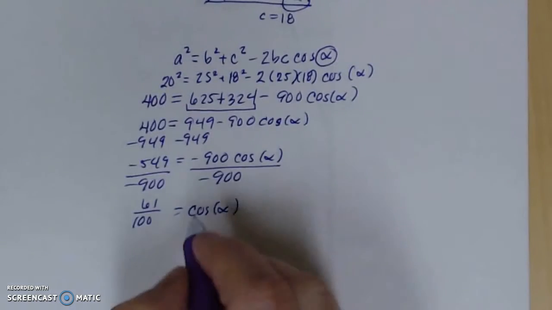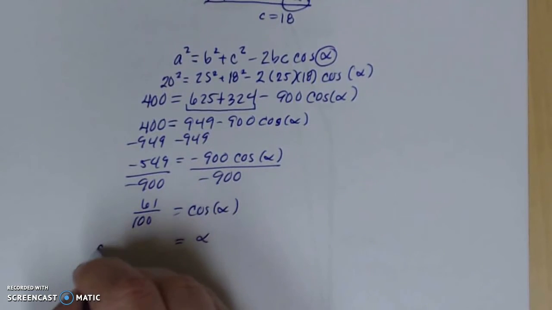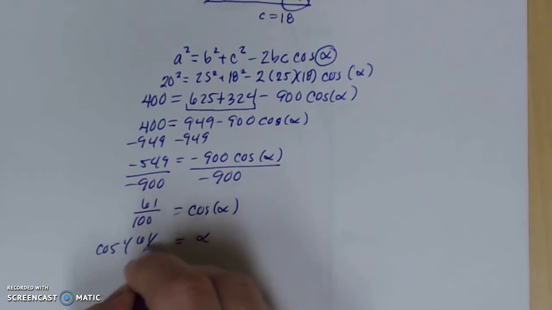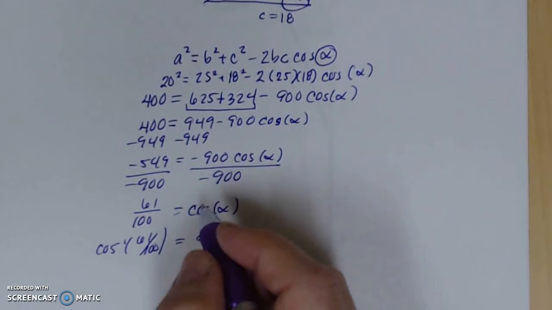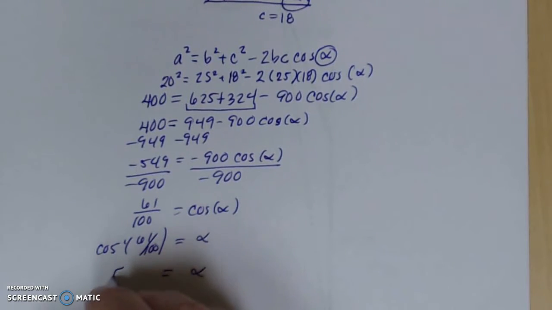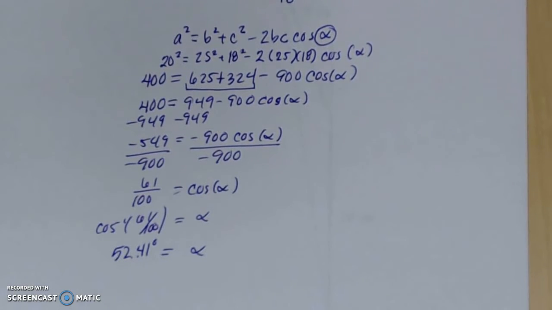And then from here, I can do my arc cosine. So alpha would be equal to arc cosine of 61 over 100. And so that tells me alpha is equal to 52.41 degrees. So be careful with these problems. The issues I'm going to see are some arithmetic issues of order of operations.